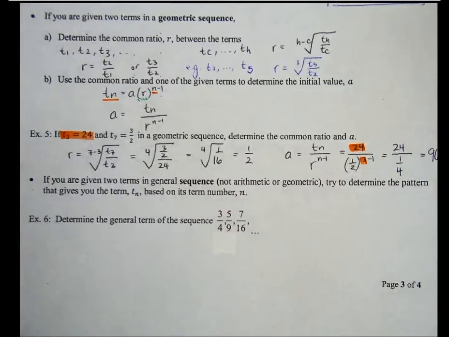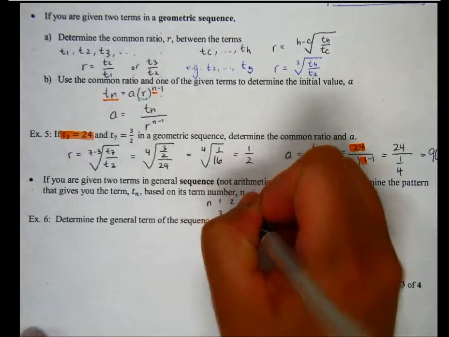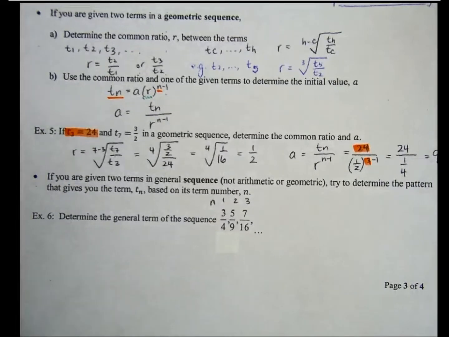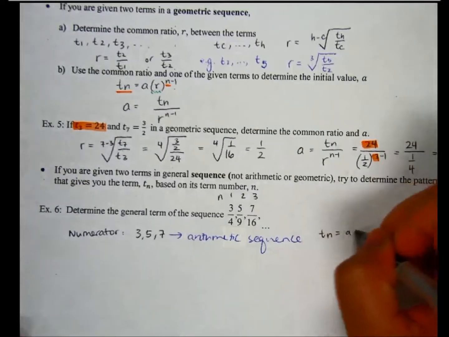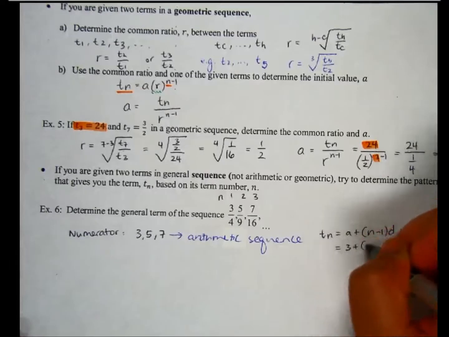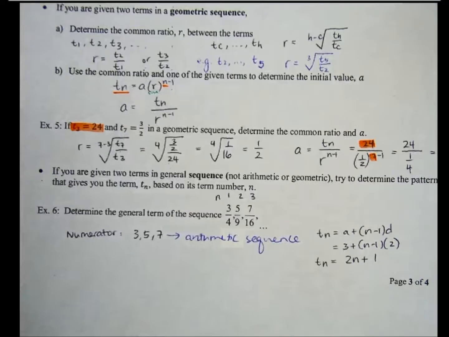Oh, you know what? Sorry, I didn't like that, so I'm going to rewrite it. So n at the top, 1, 2, 3. Okay, first term, second term, third term. Try to look for the pattern that gives you the numbers in the numerator and the numbers in the denominator. The numerator follows the pattern of an arithmetic sequence, so I'm going to use Tn equals a plus (n minus 1)d, plug in my 3 for a, and 2 for the common difference, and Tn equals 2n plus 1 for the numerator.